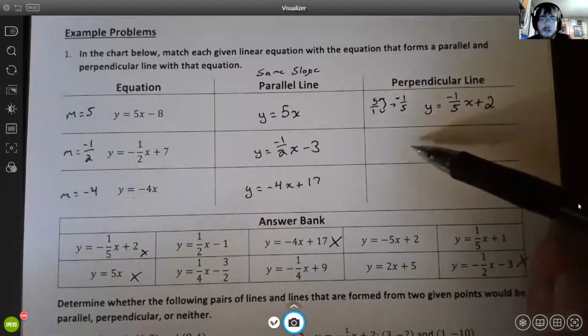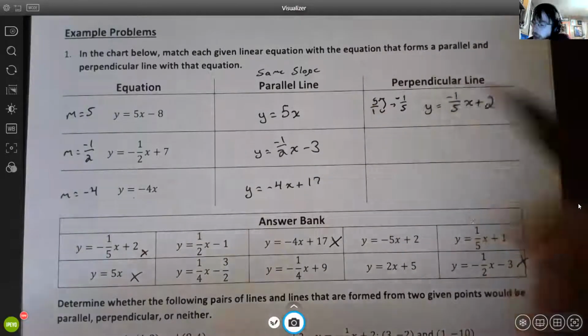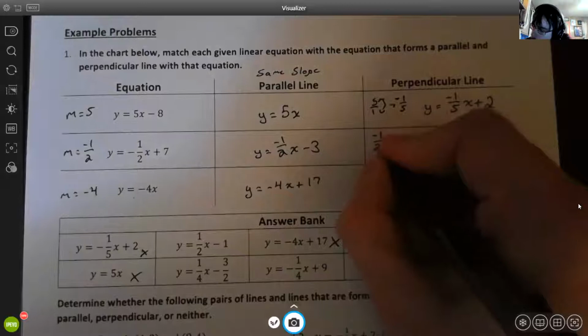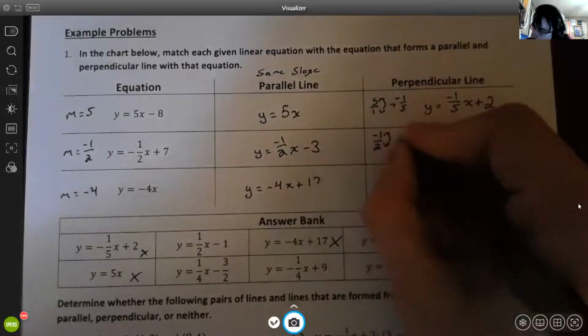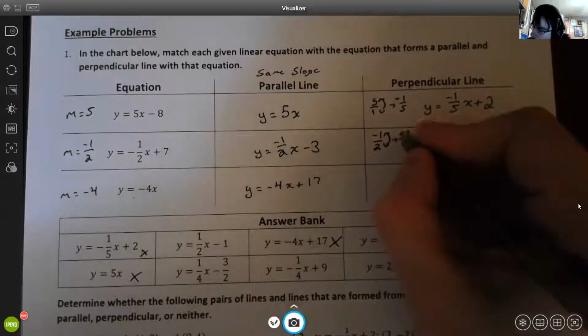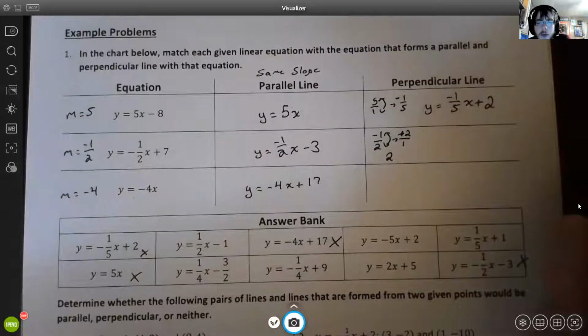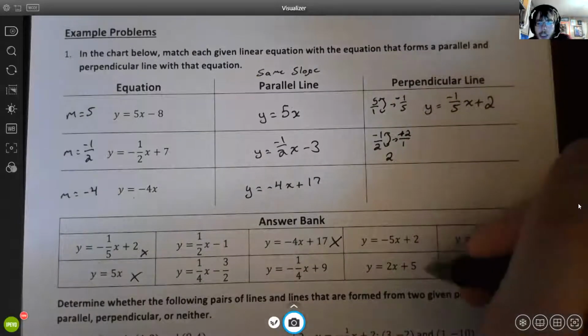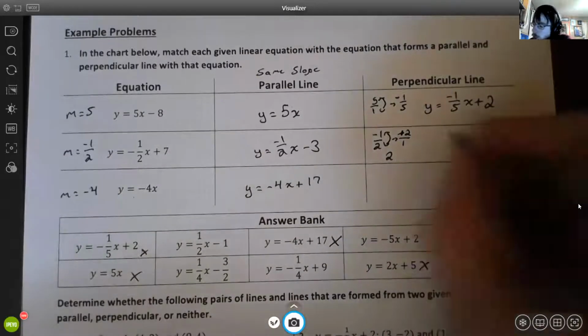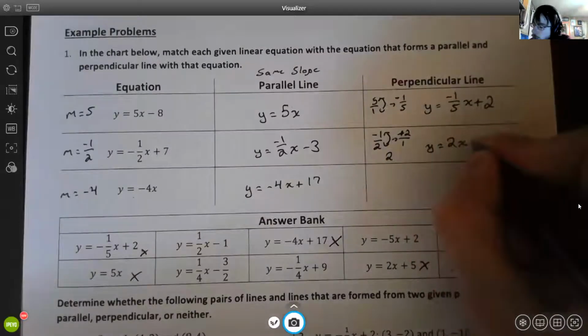So let's look at this one. We have -1/2 as our slope. So we're going to flip the fraction, which makes it -2/1. And then we're going to change that negative to a positive. And so that slope should be 2. So that means the perpendicular line to that one would be y equals 2x plus 5.